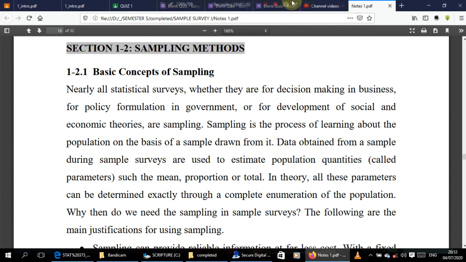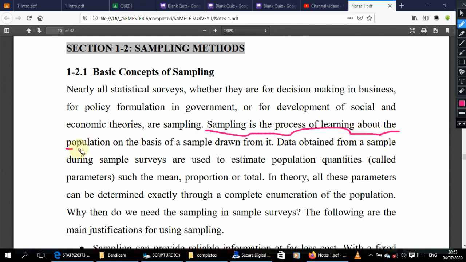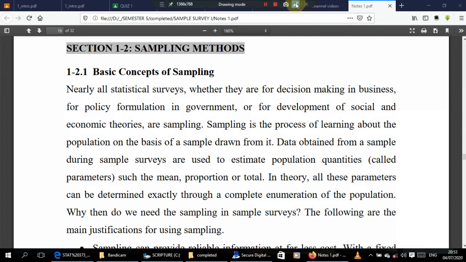Take note of that definition. Those are the things that when you pick your exercise books while watching the videos, you write them down. So data obtained from a sample during sample surveys are used to estimate population quantities called parameters. Take note.